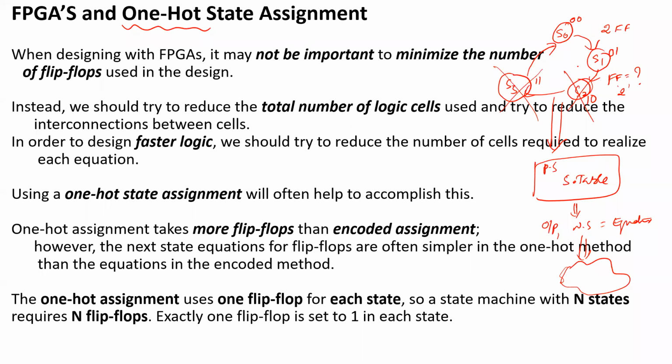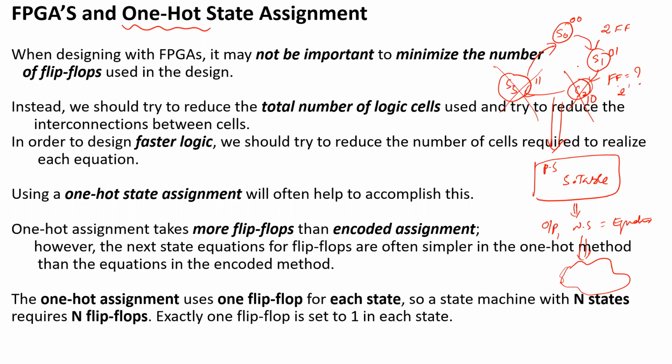But the people have a different orientation now. Because we have a lot of resources, an FPGA consists of a huge number of resources. Therefore we don't bother about the number of flip-flops. Instead, we focus mainly on how we can reduce the number of combinational logic blocks, CLBs. How many CLBs can we reduce? That is the point of discussion.